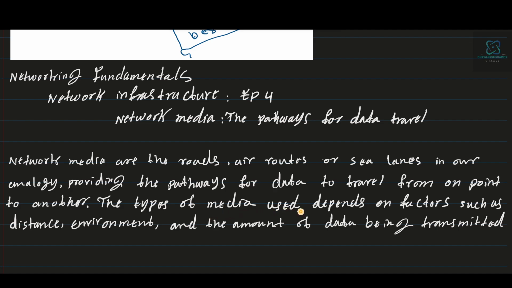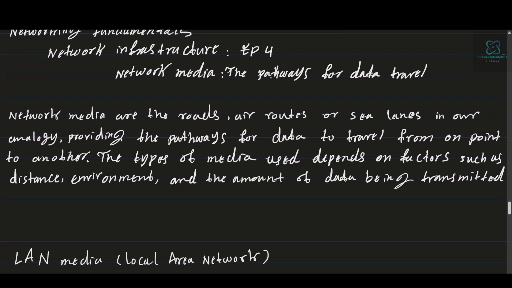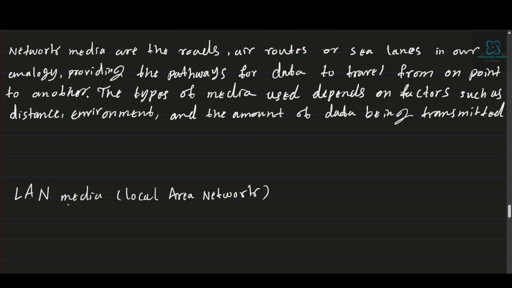The types of media used depend on factors such as distance, environment, the amount of data being transmitted, and also the cost. This is the same when we are designing a city: which type of roads will be available there depends on the environment, on the cost, and so on and so forth. Because we have learned the common network types, the first is LAN media, or local area network media, the media that will be usually used in a local area network.